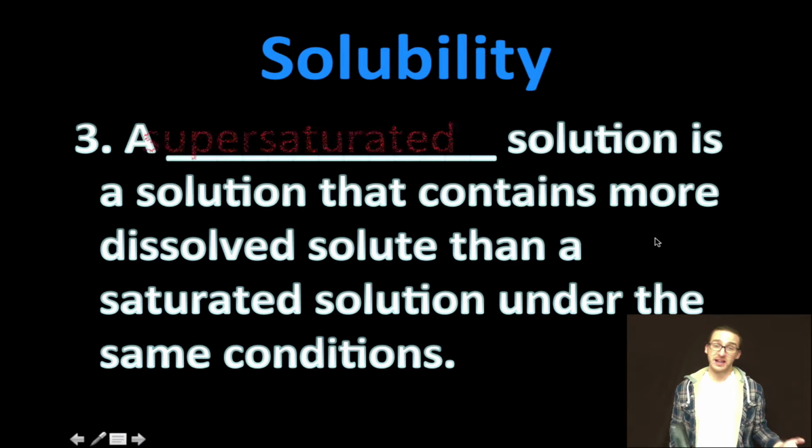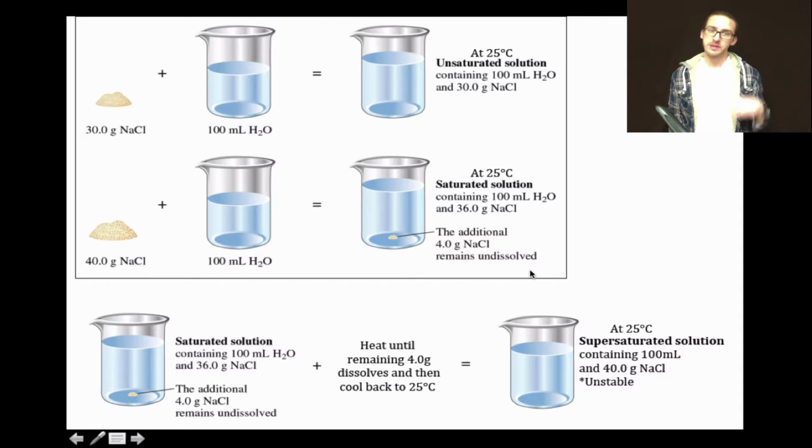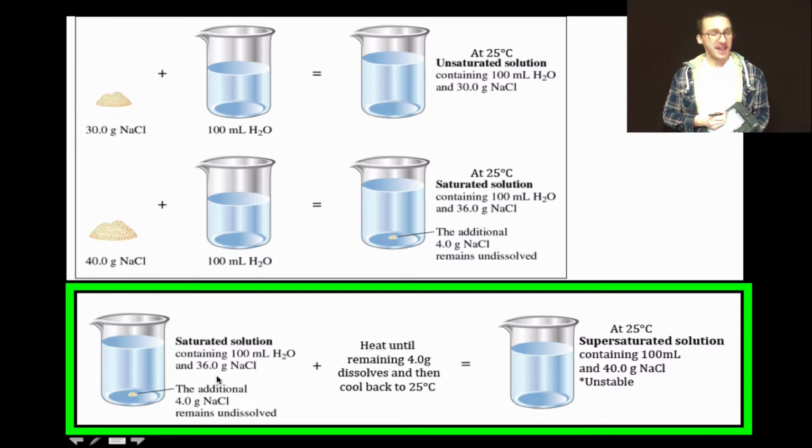Now, in addition to saturated and unsaturated solutions, it's important to be aware of supersaturated solutions. And these are solutions that contain more dissolved solute than a saturated solution under the same conditions. Now, I know that can be a little confusing, so let's come back to this image. We've got an unsaturated solution of sodium chloride at 25 degrees Celsius, a saturated solution of sodium chloride at 25 degrees Celsius, but in order to create a supersaturated solution of sodium chloride at 25 degrees Celsius, we would have to take that saturated solution, heat it up until the remaining 4 grams dissolves, and then slowly cool it back down to 25 degrees Celsius.